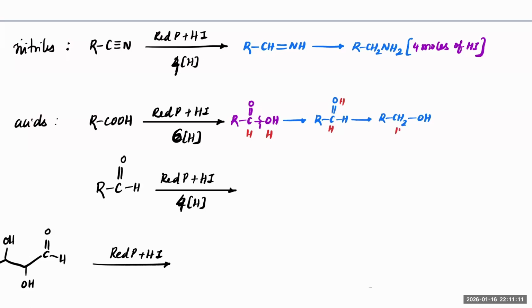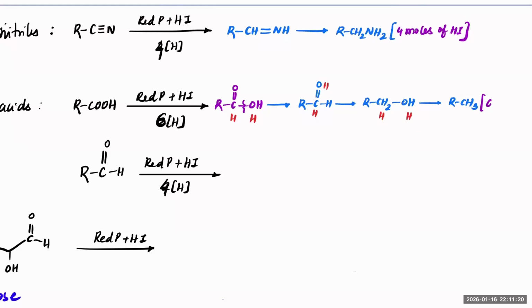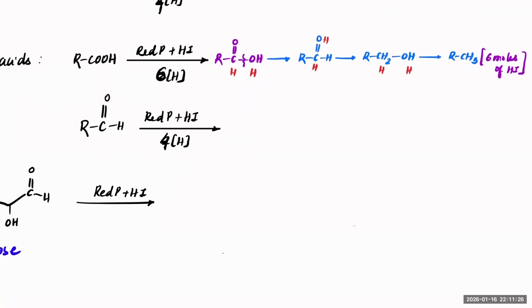Again you will break this bond, give H and H, and you will end up getting this as RCH3. So total how many moles are used here? 6 moles. 6 moles of HI are used for the acid to be converted like this. Next we have again an aldehyde. You can see 4 moles of HI.